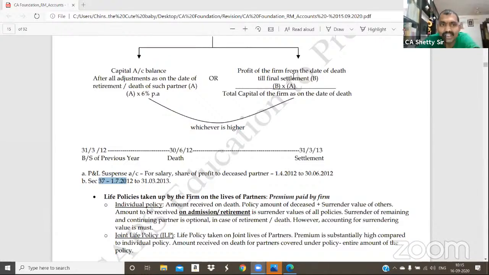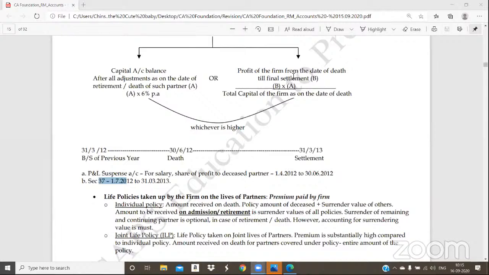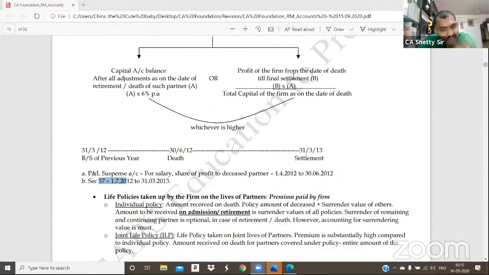We are talking about which accounts? Partnership. That means the policy is taken up by the firm only. So life policies are taken up by the firm. If they are taken individually, why the hell would we discuss them under partnership accounts, my dear friends? So it is taken up by the firm. Now partnership means what I said? Agreement. Somebody write down: partnership is equal to agreement.